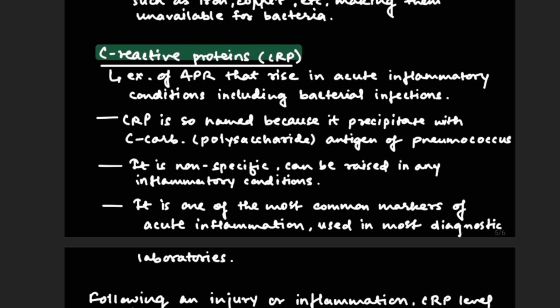Next topic is C-reactive protein, CRP. It is an example of APR which rises in acute inflammatory conditions including bacterial infections. CRP is so named because it precipitates with the C carbohydrate polysaccharide antigen of the pneumococcus. It is non-specific and it can be raised in any inflammatory condition. It is one of the most important markers for acute inflammation which is used in diagnostic laboratories.